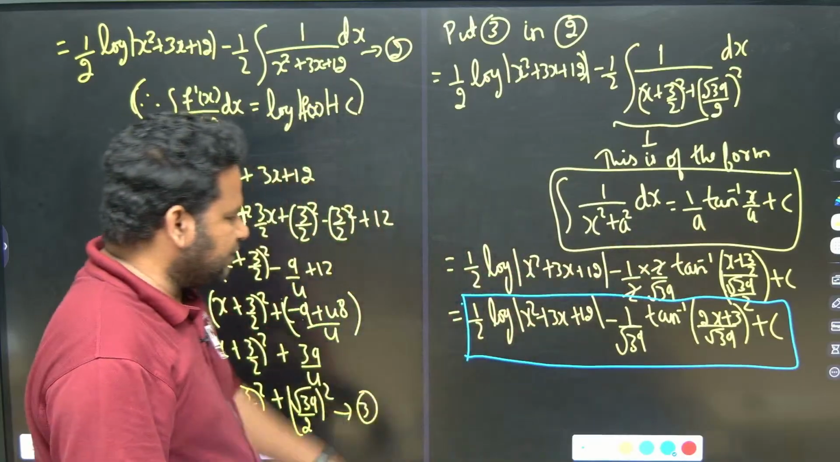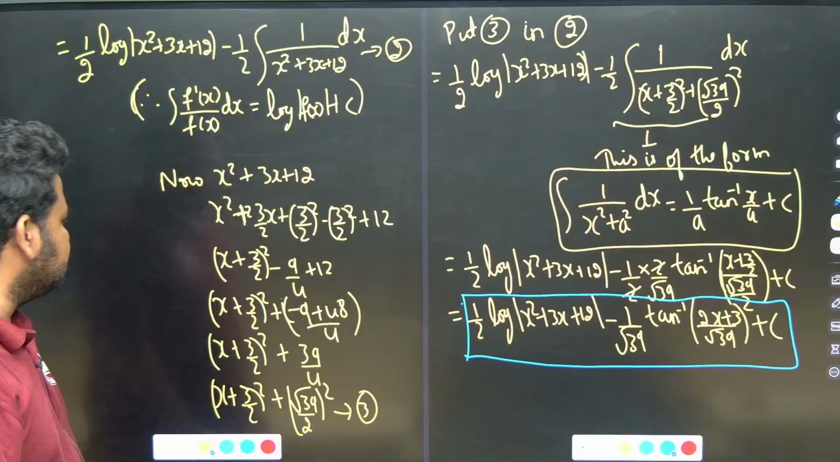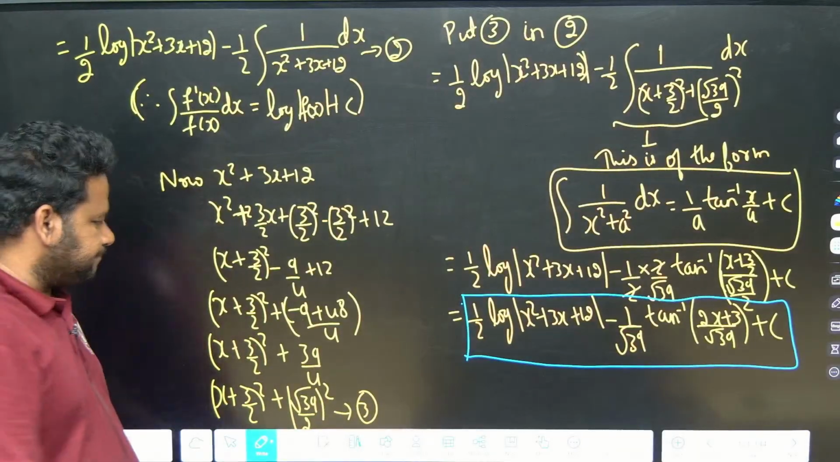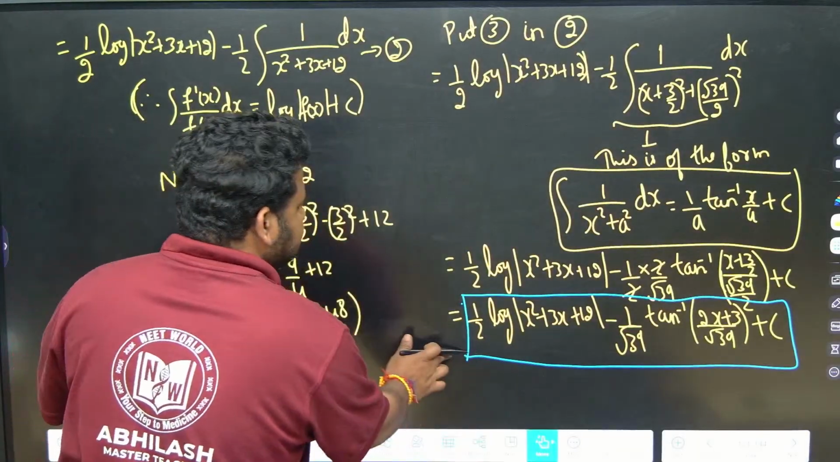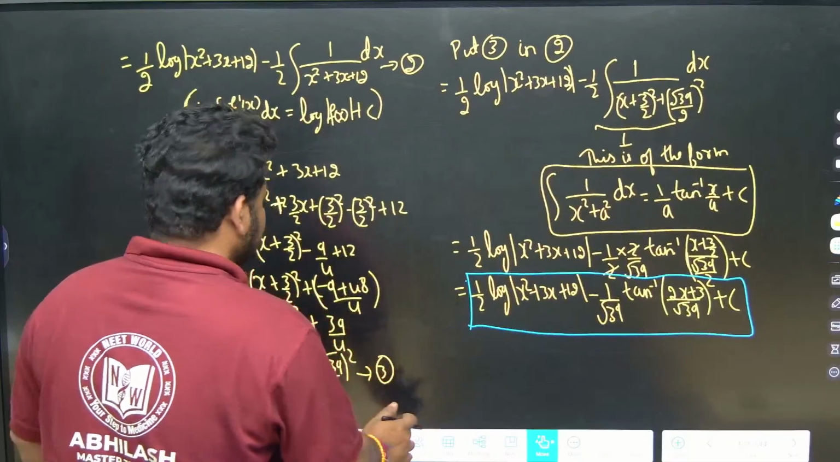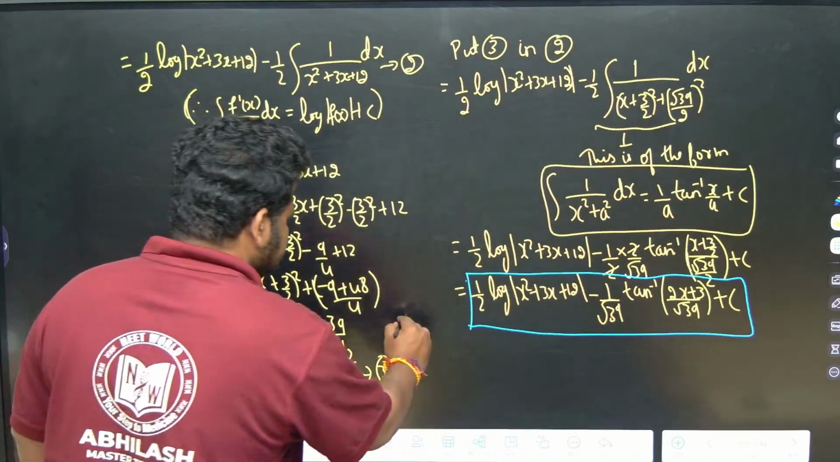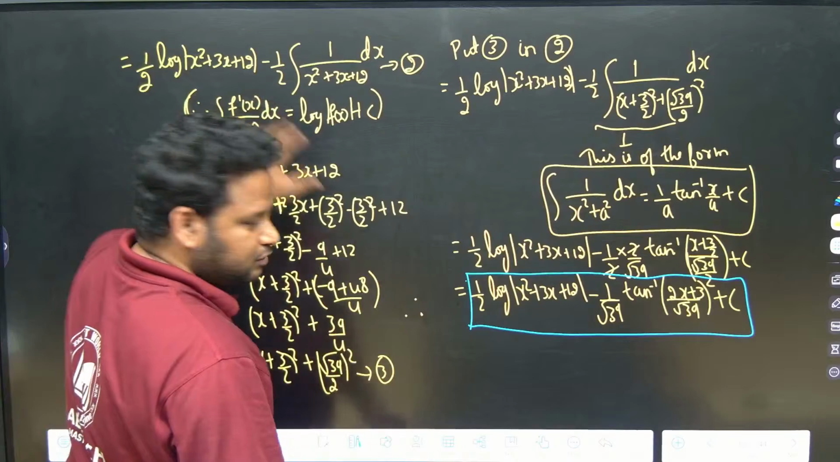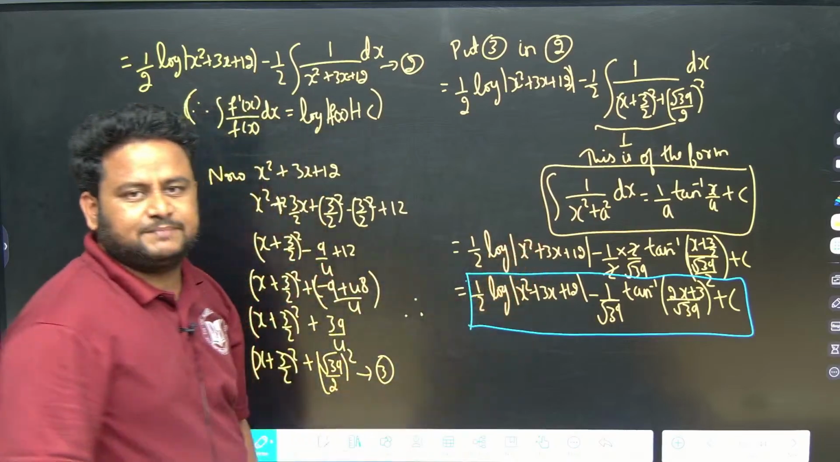So this is the final answer to this question. Clear? This is the way you have got to solve this question. In the end, we have to write it as: therefore this integral, whatever the question is given, will be equal to this. In the final step you have got to write it.